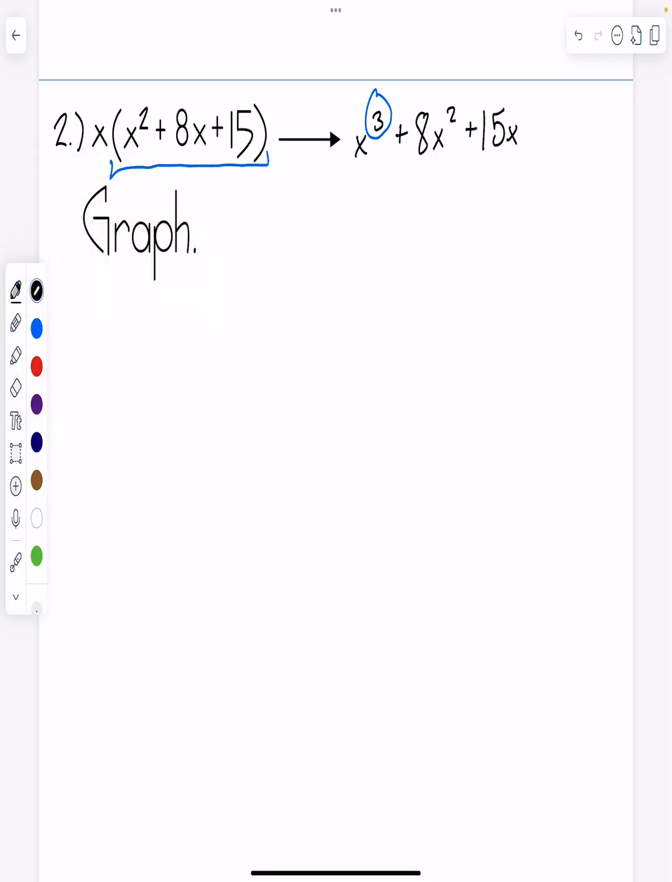I know two numbers that multiply to 15 that add to 8, right? So this comes out to x times (x plus 3) and (x plus 5). 3 plus 5 is 8, 3 times 5 is 15. So in this case, my y-intercept is 0, right? So that checks off.